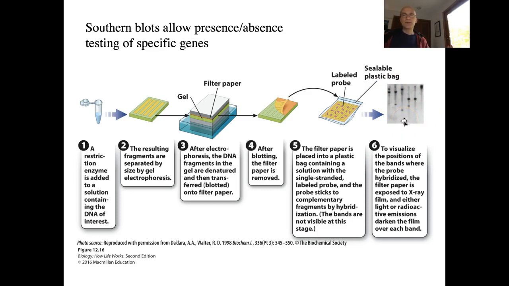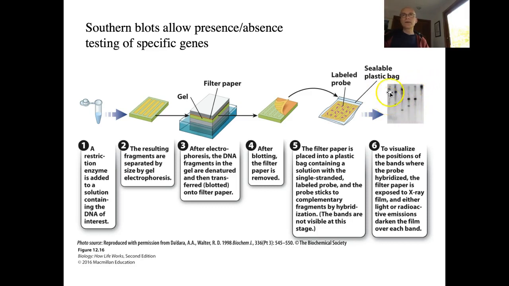Here's the bottom line of a Southern blot. So Southern blot is used to allow you to understand whether or not there is a presence or an absence of a gene and the number of the copies of that gene in a specific preparation. And you can see here that, yes, it is there in all of these 6 lanes, because you see bands everywhere.